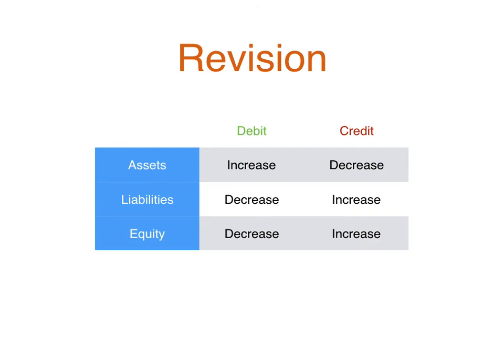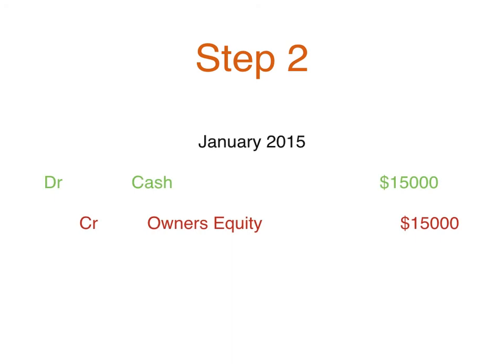Looking back, we remember to debit assets when they increase and credit equity when it increases. So therefore, you debit cash and you credit equity. You must remember to indent the credit line and write the description of what this transaction is at the bottom.